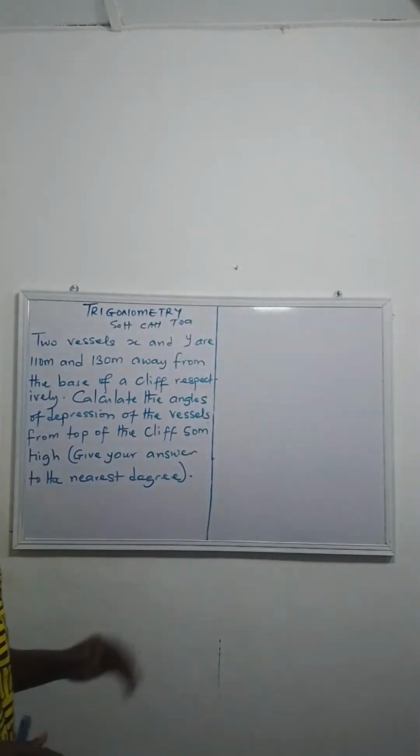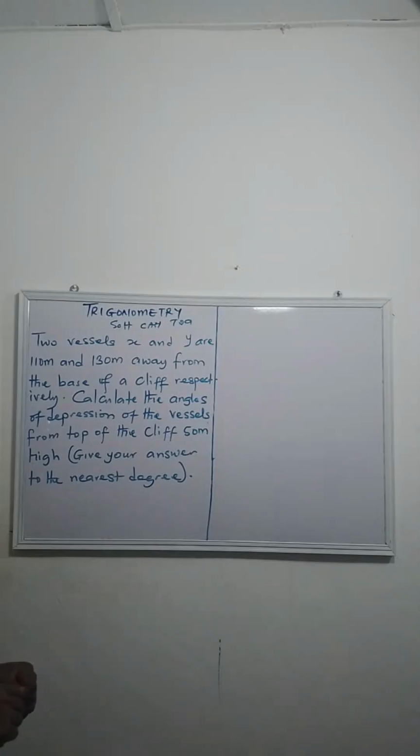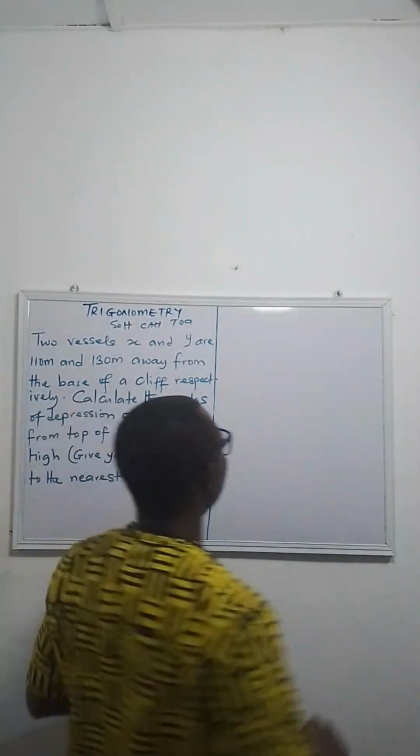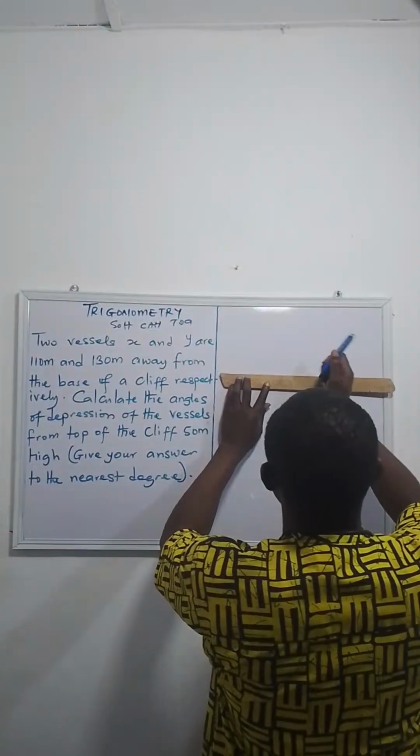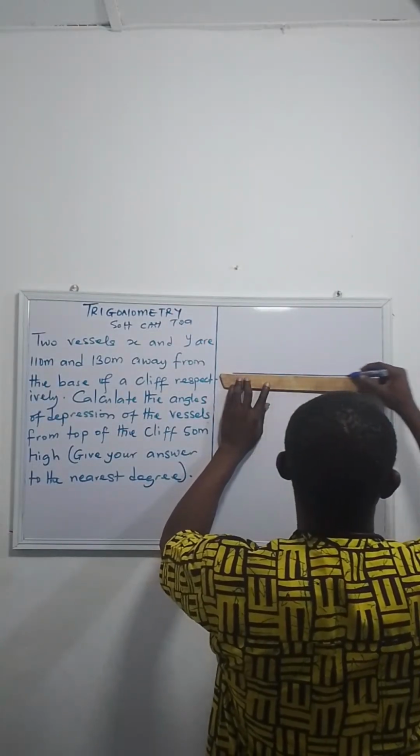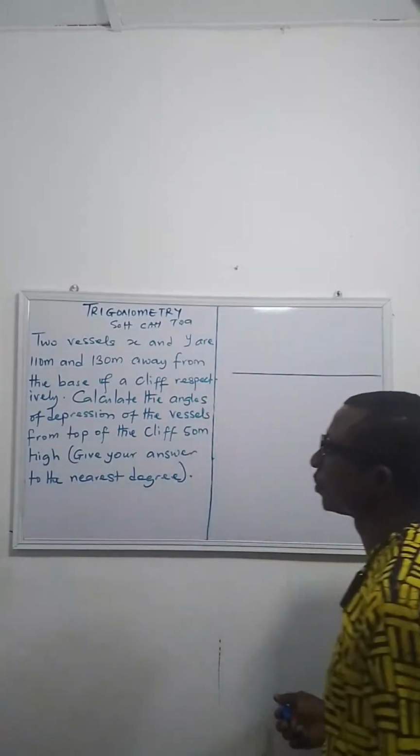Now let's look at this question. Two vessels X and Y are 110 meters and 130 meters away from the base of a cliff respectively. Now calculate the angles of depression of the vessels from the top of the cliff, 50 meters high. Do you understand that? Now let us draw the horizontal ground. That's the first thing to do. This is the horizontal ground.